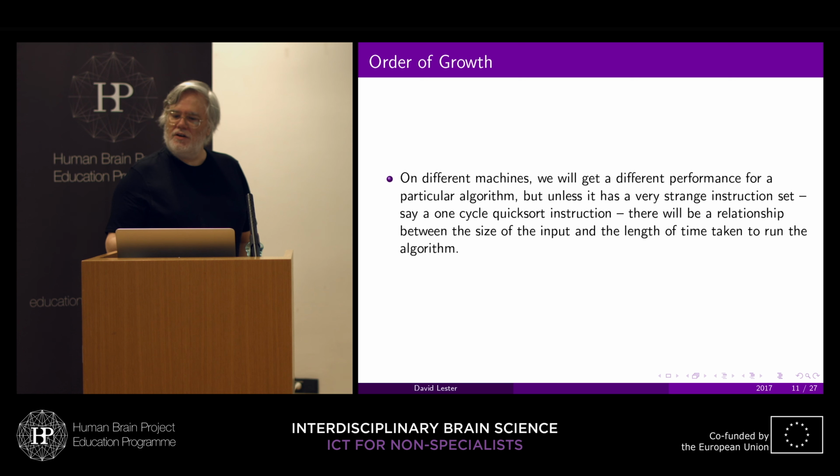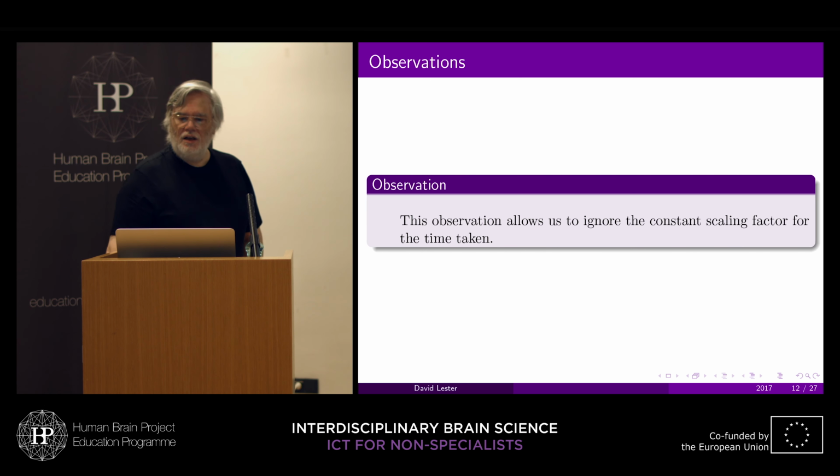Unless we've got a particularly strange instruction set, say a one-cycle quicksort instruction, there's usually a relationship between the size of the input and the amount of time it takes to run the algorithm. In other words, the bigger the input, the longer it takes to run. So we're going to ignore constant scaling factors for the time taken. If the algorithm doesn't run quickly enough, buy a new machine, a bigger machine, a better machine, and you should be able to get the required performance.